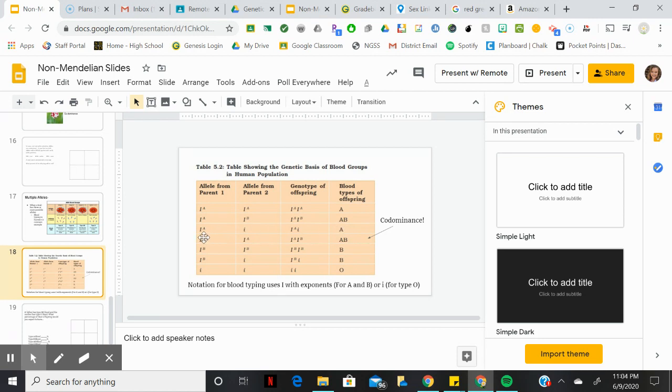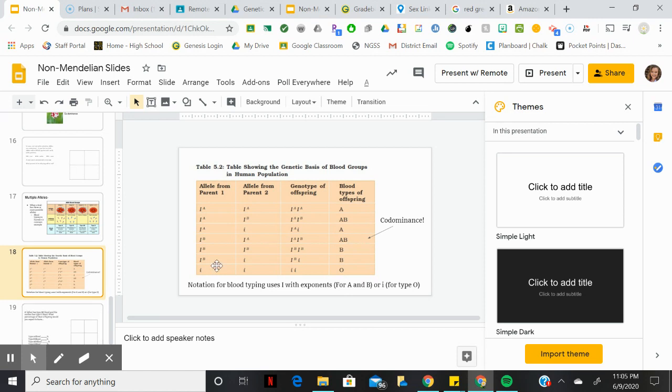One parent gives an A, one parent gives an O. The O is recessive, and this person's blood type will be A. The O disappears, right? It's still in their genotype, but they still carry that. They can pass it on to their kids, but their actual blood type is determined by this dominant allele. All of their red blood cells will have A antigens on them. And then the only way you are type O is if you are homozygous recessive. Little i gives you O, and it's actually the most common blood type, okay?